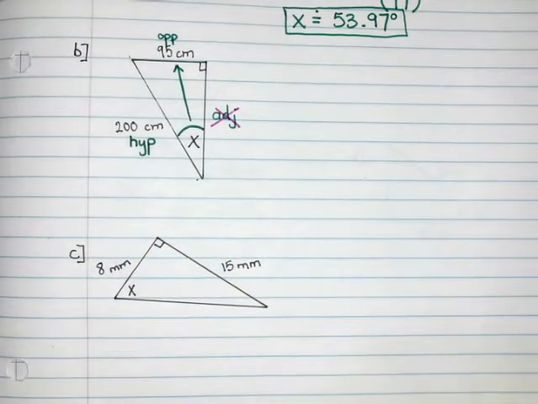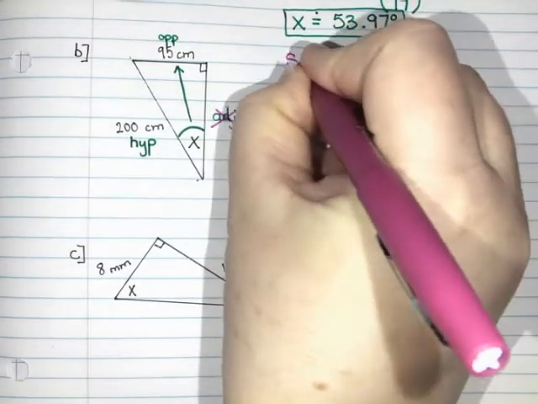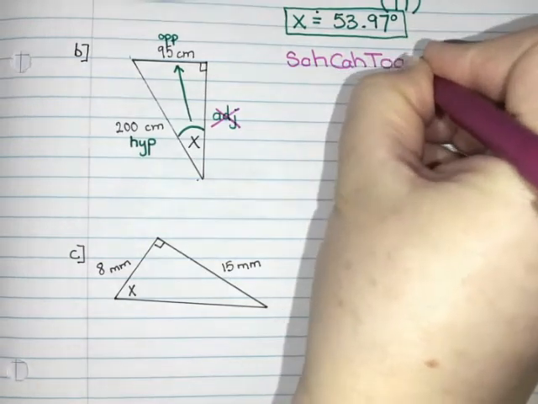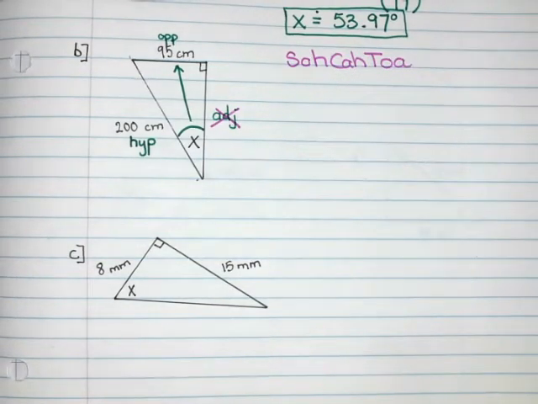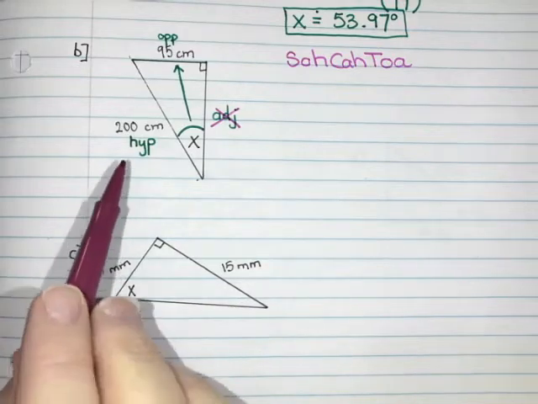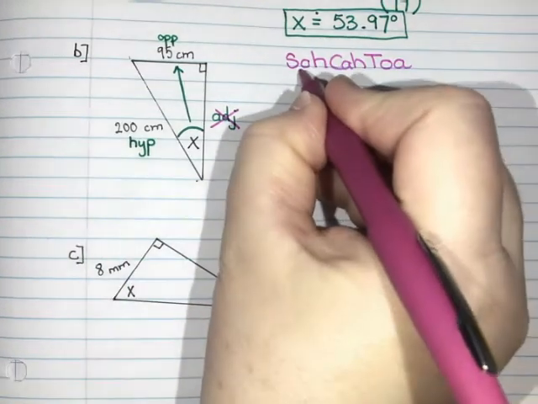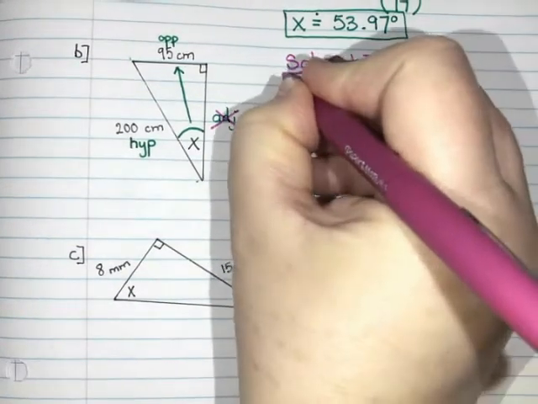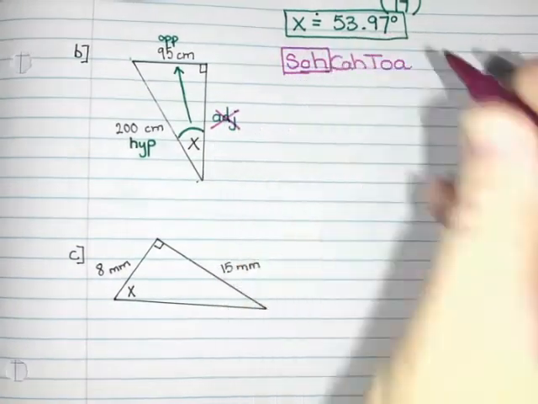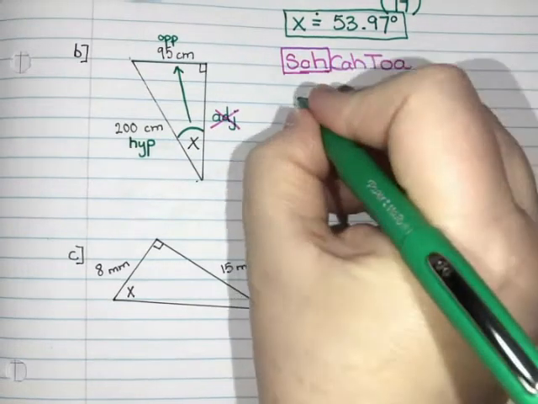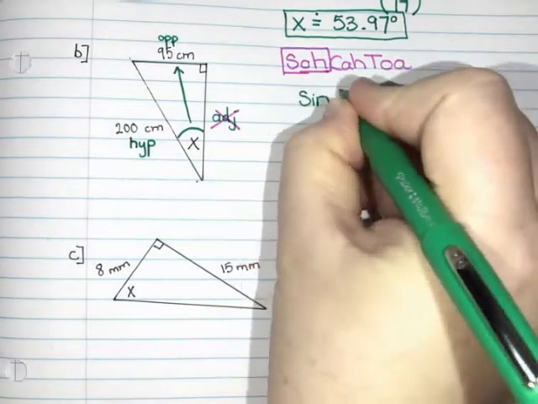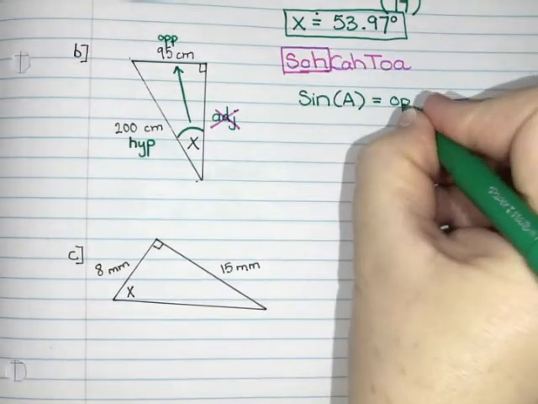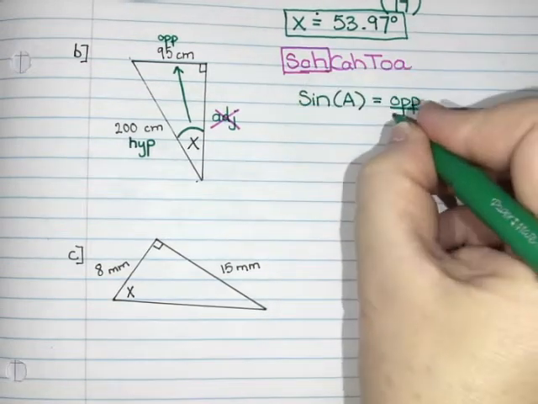So I like to use the word SOHCAHTOA to help remind me about the ratios. So I have opposite, that's O, and I have hypotenuse, that's H. So I'm looking for something with an O and an H, which is the SO of SOHCAHTOA, which means we are going to be using sine. So sine of angle A equals O opposite over H hypotenuse.